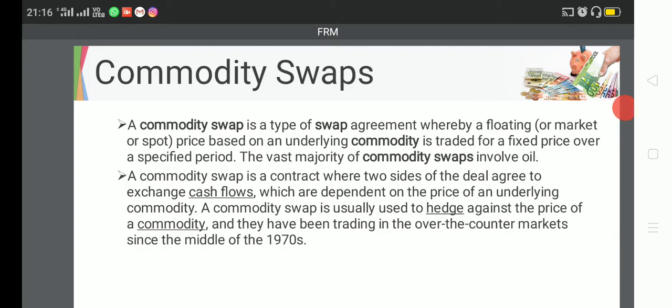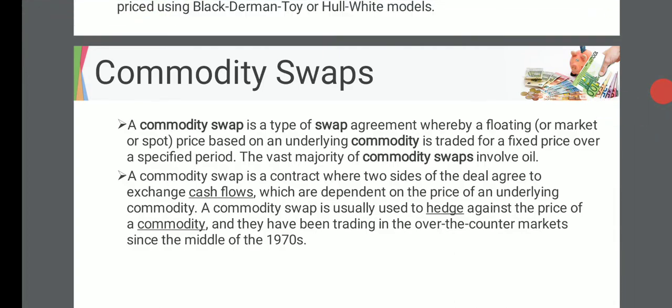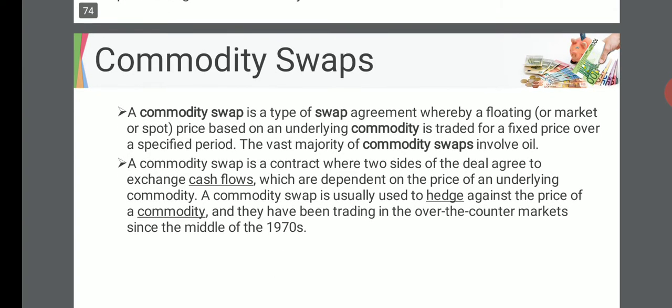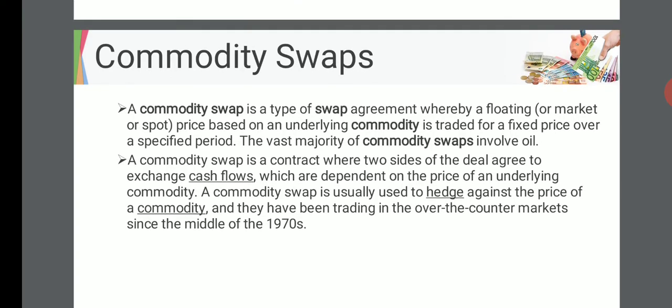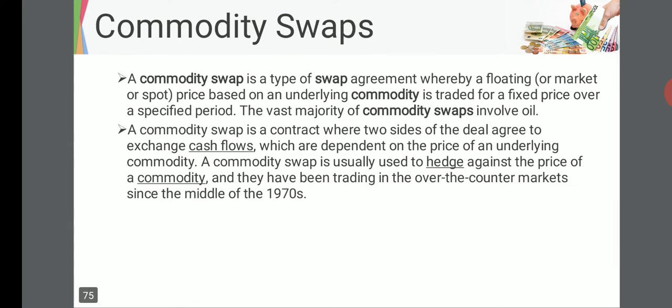A commodity swap is a type of swap agreement whereby a floating or market or spot price based on an underlying commodity is traded for a fixed price over a specified period. The vast majority of commodity swaps involve oil. The commodity swap is a contract where two sides of the deal agree to exchange cash flows which are dependent on the price of an underlying commodity. A commodity swap is usually used to hedge against the price of a commodity, and they have been trading in the over-the-counter markets since the middle of the 1970s.